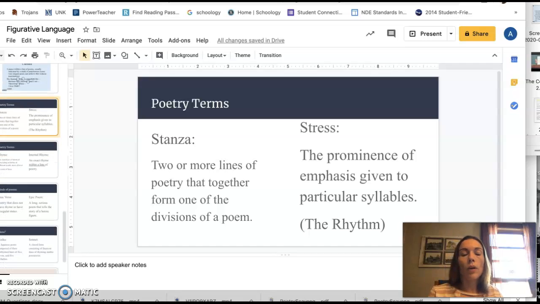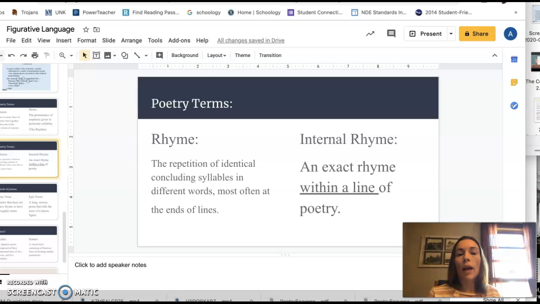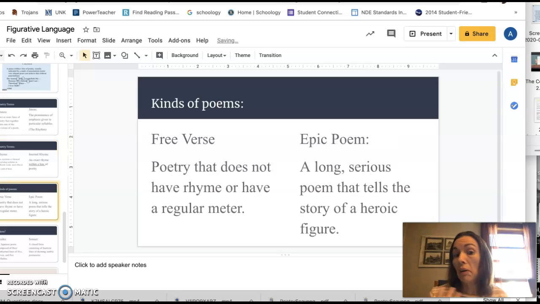Okay? All right. And then we have rhyme. Now, rhyme can either be at the end of a line. Roses are red, violets are blue, I really, really miss you. Okay, you and blue rhyme. Or I can have an internal rhyme, which is an exact rhyme within a line of poetry. And for the life of me right now, I cannot think of one. So hopefully you have an example of one. Rap uses it a lot. So look there, I guess.